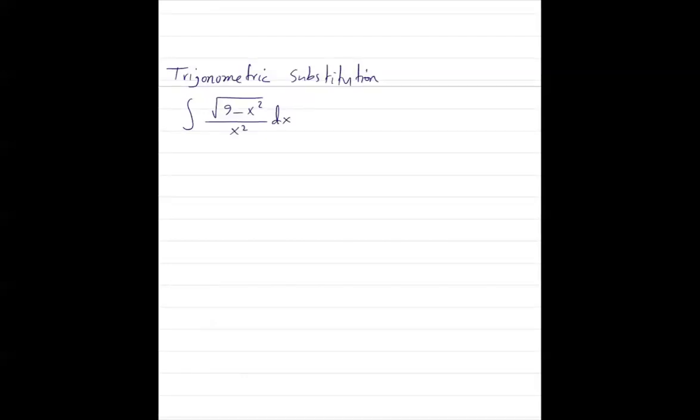On the method of trigonometric substitution. So, trig substitution. For example, here I have the integral of square root of 9 minus x squared divided by x squared dx. What I'm going to do, I'm going to use different types of substitution here. I'm going to use trigonometric functions as substitution.